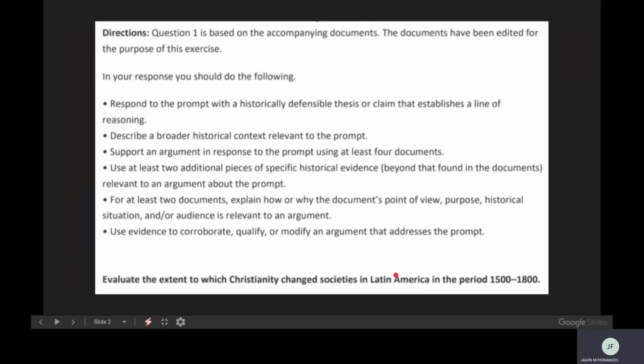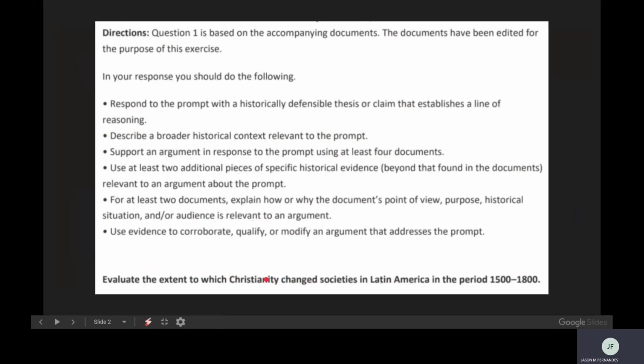And then the historical topic we're looking at is Christianity, right? And what kind of changes is this bringing to Latin America during this period? Okay? So evaluate the extent to which, all they're really asking us is, how does Christianity change societies in Latin America, right? So how many changes are they going to bring? Are there going to be continuities, things that stay the same? And are there going to be things that change because of the arrival of Christianity, right?